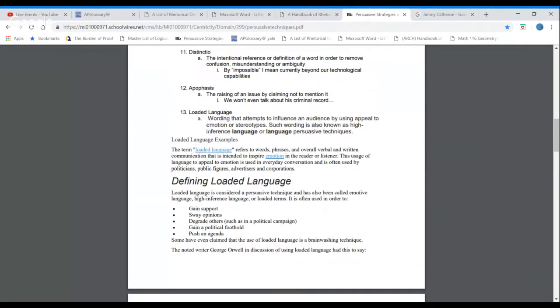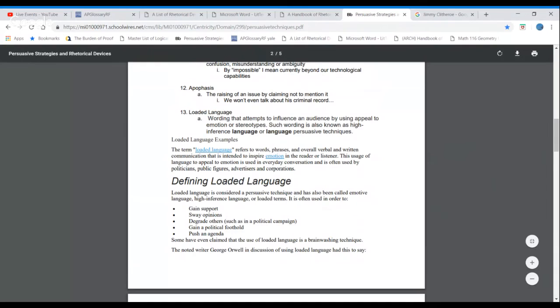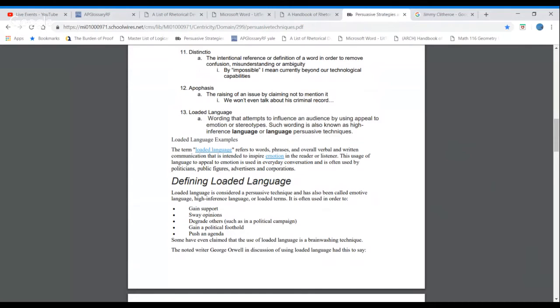Loaded language. Wording that attempts to influence an audience by using appeal to emotion or stereotypes. Such wording is also known as high inference language or language persuasive techniques. Loaded language examples. I'll give you one now. Flat earth. That's loaded language. Flatard. And all these other words that they come out with, they're all loaded language.